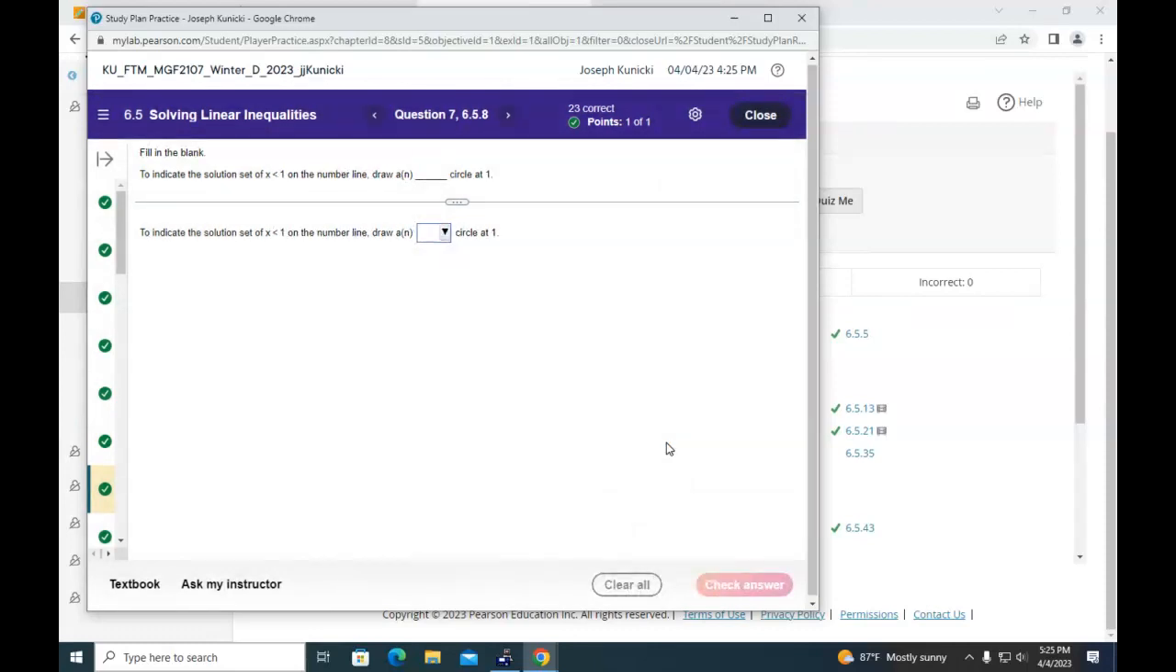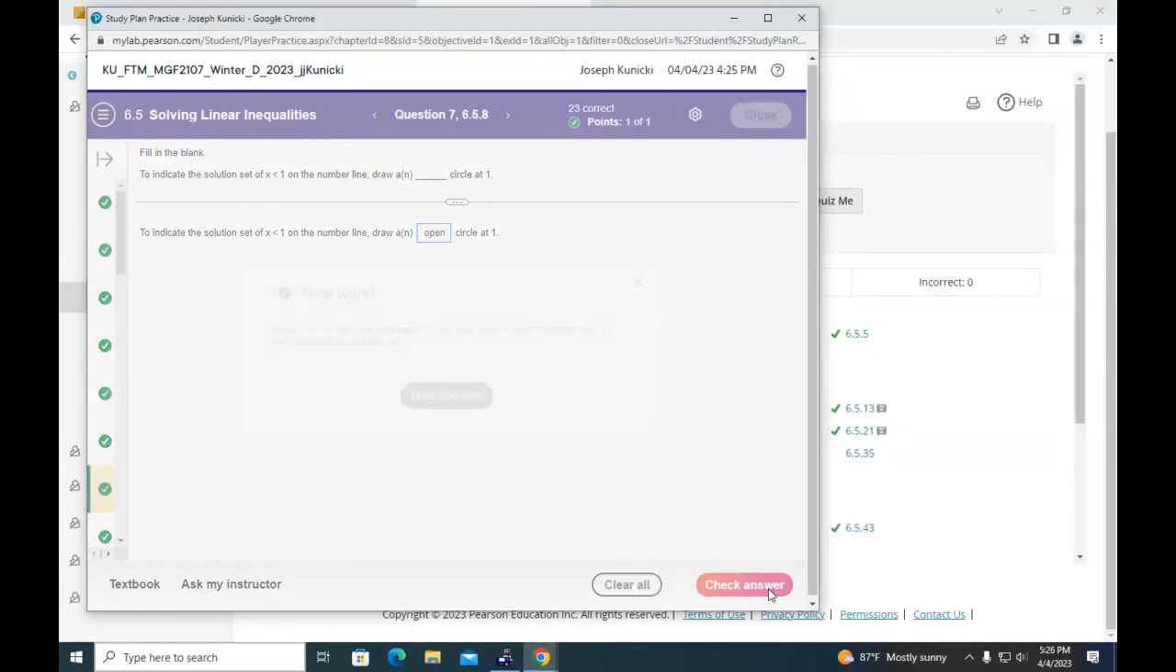And then number 8. To indicate the solution set of x less than 1 on the number line, draw an open circle. Okay, so we got that hammered home. We're not going to miss that.